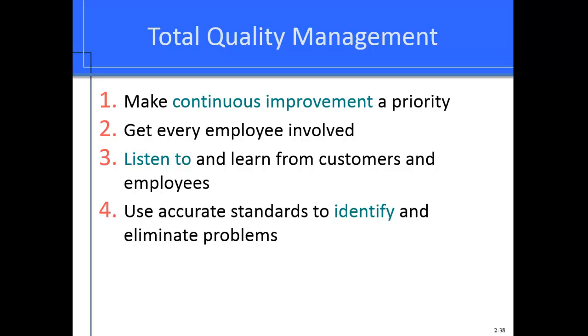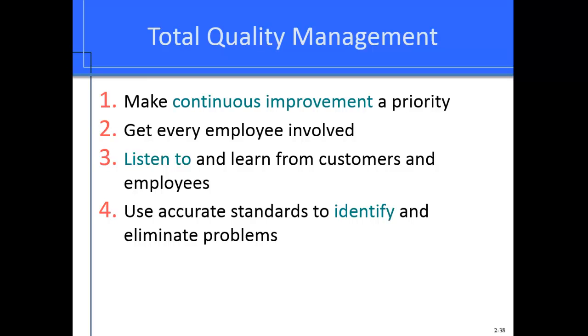The second component is called get every employee involved. So to build teamwork, trust, and mutual respect, these companies that practice TQM see that every employee is involved in the continuous improvement process, and this will require that workers be trained and empowered to find and solve problems themselves, thereby affecting the overall quality of either the product or services provided by that organization.